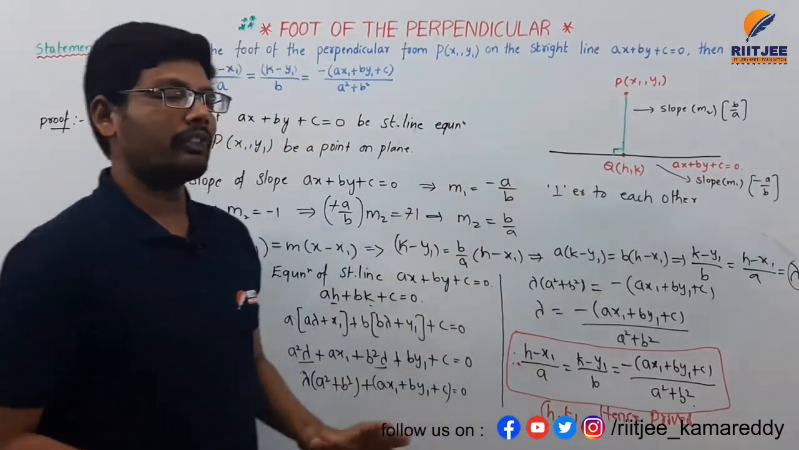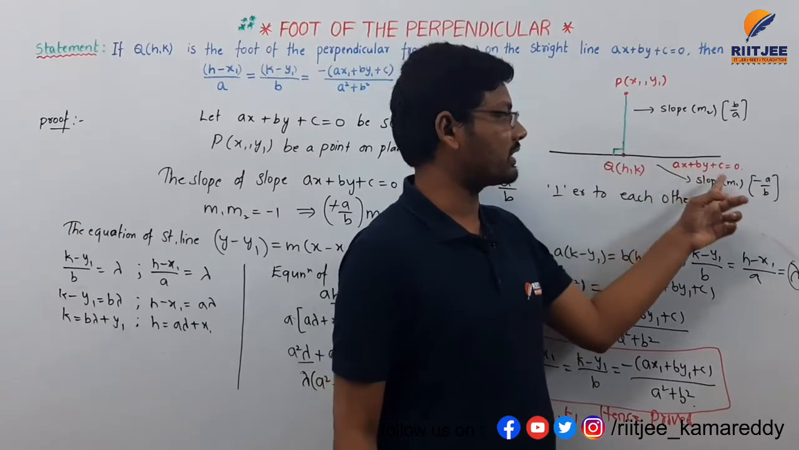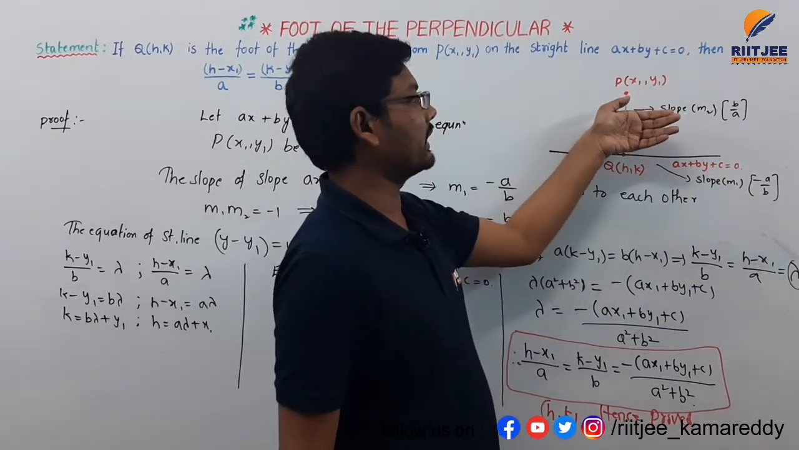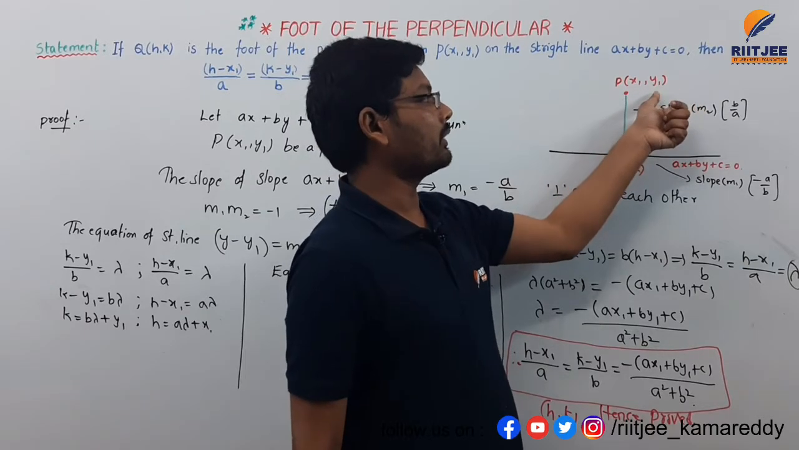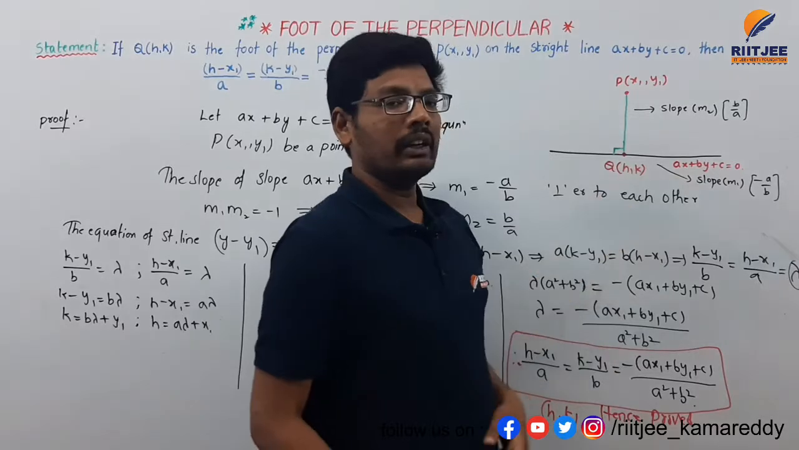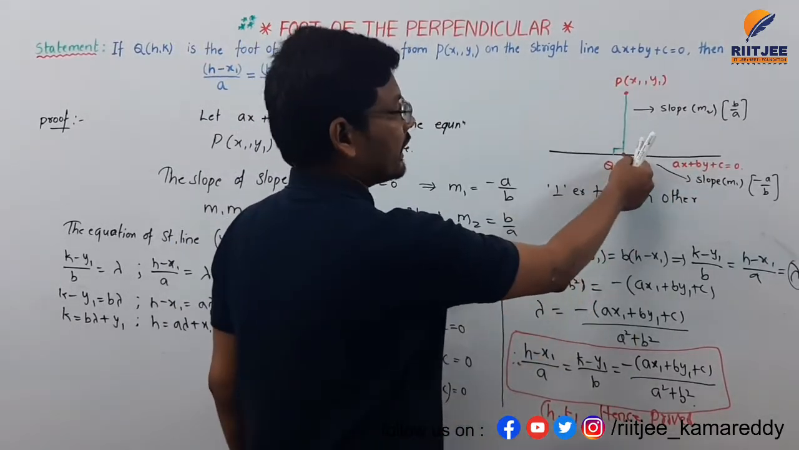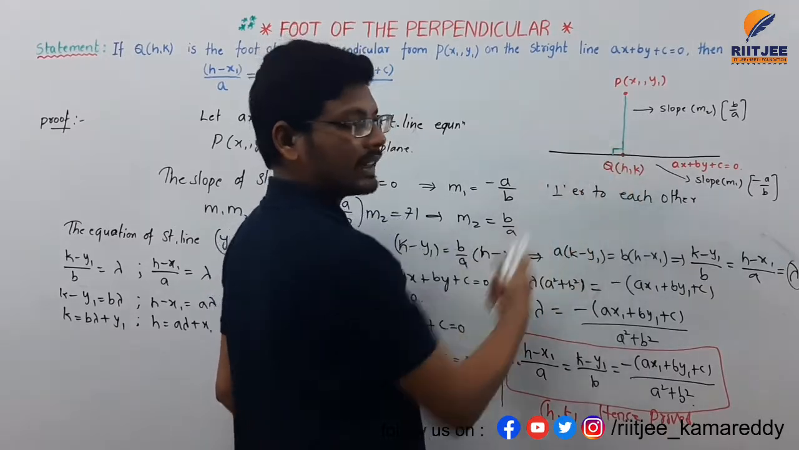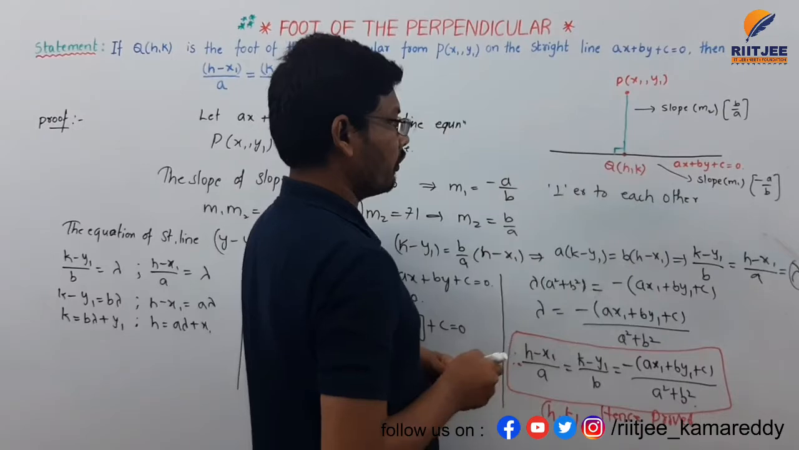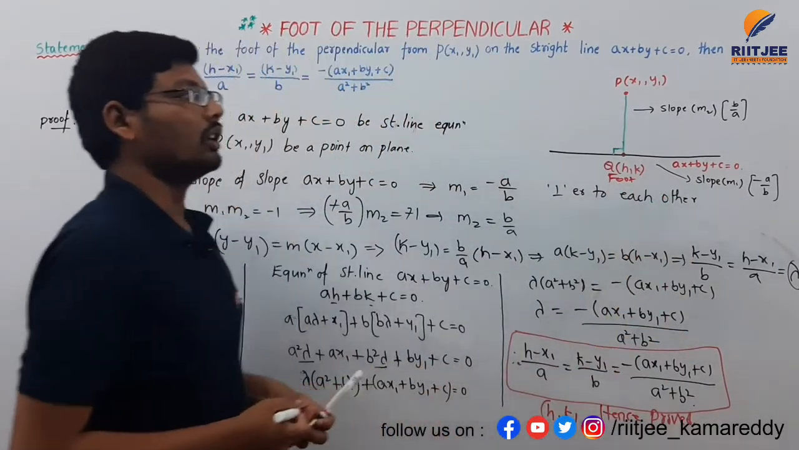First, initially I am taking a straight line equation, that is ax plus by plus c is equal to 0, and I am taking one point above the line, that is p of x1 comma y1. From that point we are drawing a perpendicular line to the line ax plus by plus c. That intersecting point, the contacting point, is called q of h comma k. This is nothing but the foot.